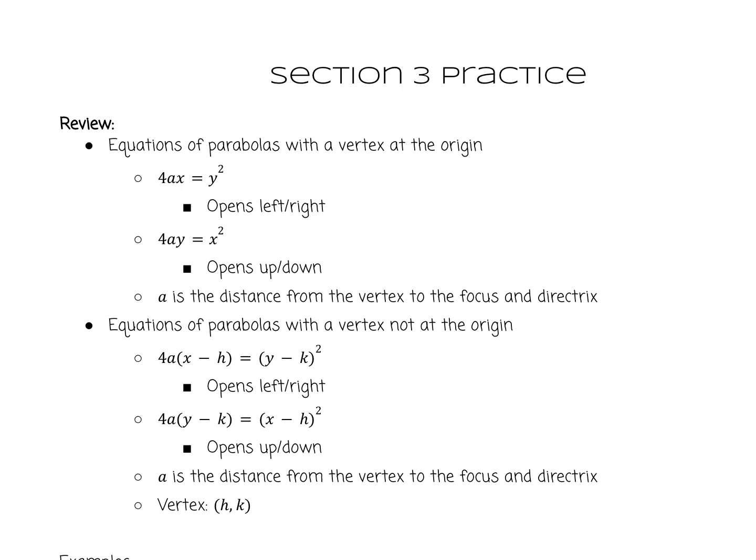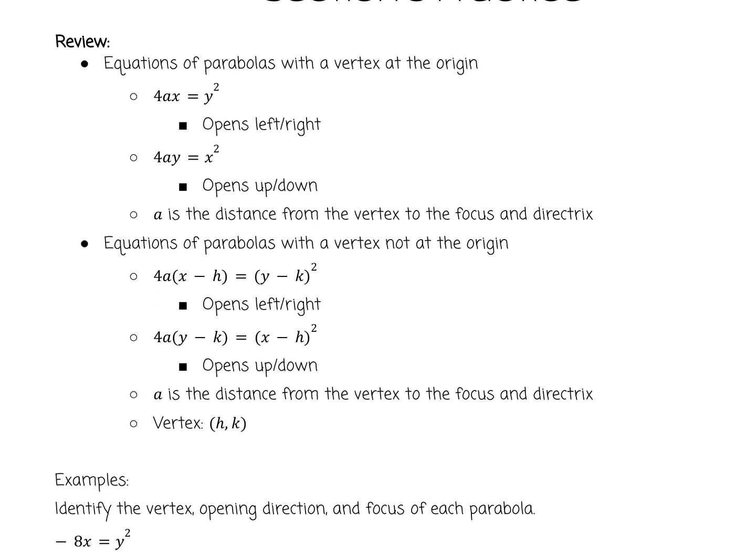If you had an equation of a parabola with a vertex not at the origin, it was either 4a(x minus h) equals (y minus k) squared, so still opens left or right, or 4a(y minus k) equals (x minus h) squared, which opens up or down. a is still the distance from our vertex to our focus and directrix, and then our vertex is at (h, k).